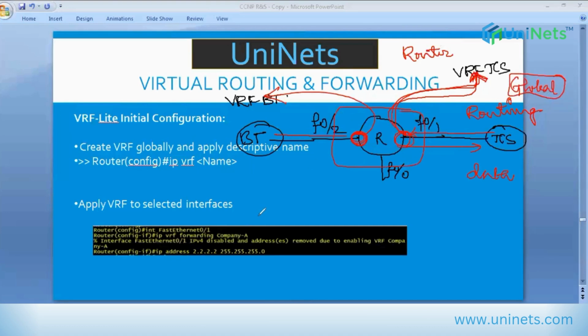Now when I make this interface part of VRF TCS, whatever information I learn on this interface, I make part of VRF TCS, and I make this part of VRF BT. Whatever data I receive on this particular interface, I will forward according to VRF TCS. Got the differentiation? This interface allocation is very important when you are creating a VRF. Everything depends on this interface allocation.